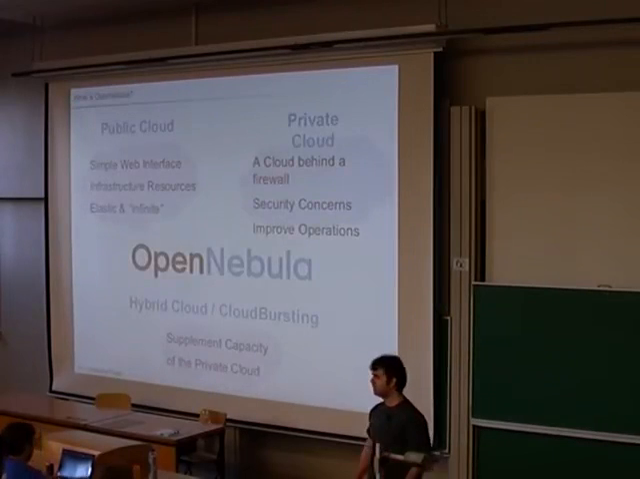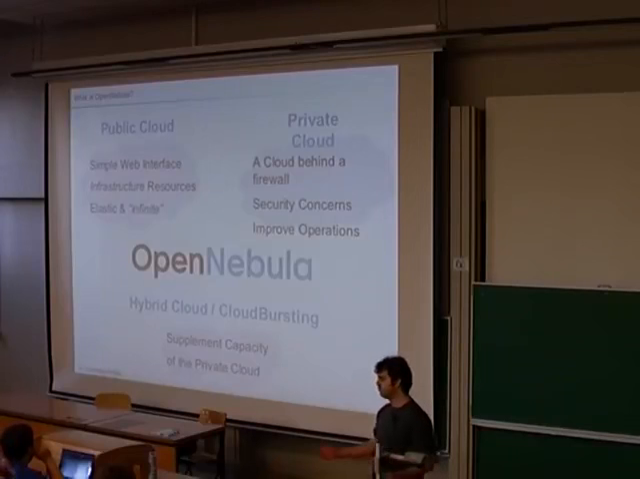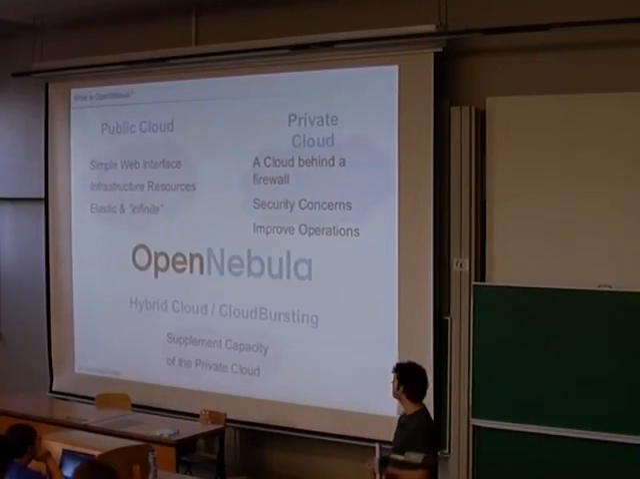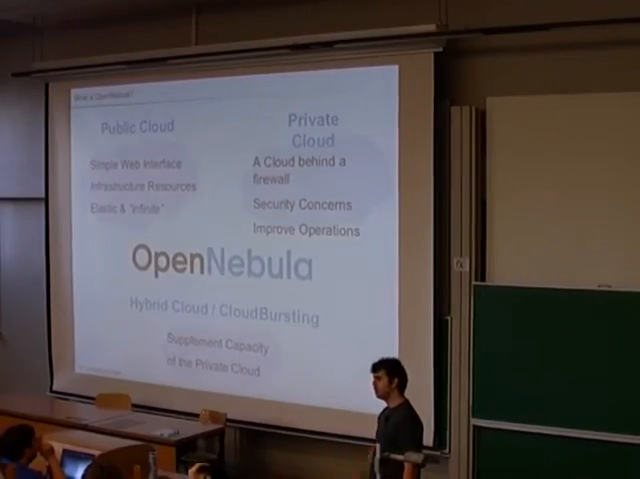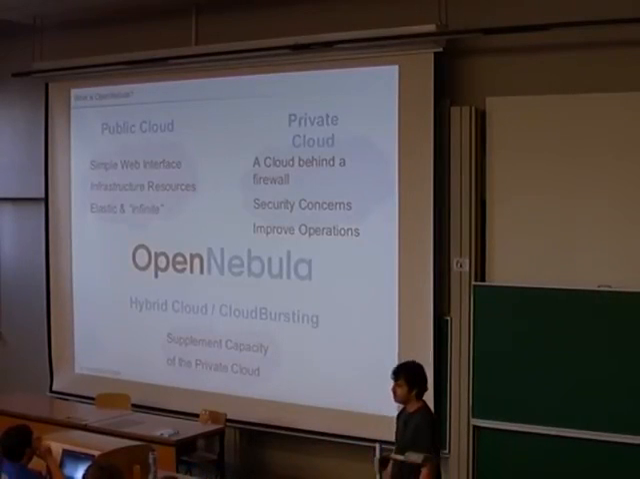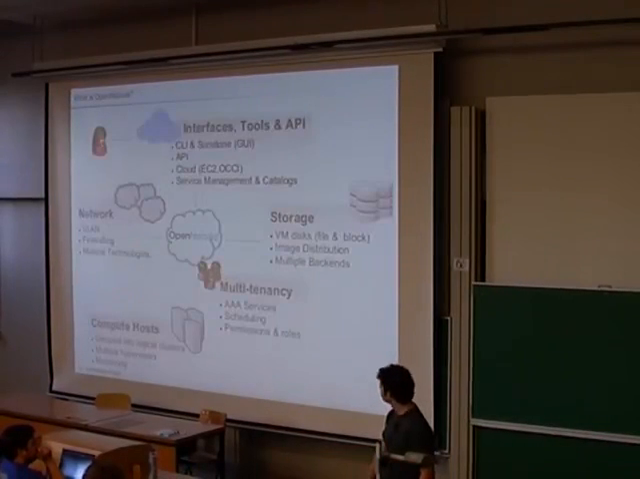So OpenNebula, just like CloudStack, is a cloud management solution. We can do it in private clouds. We have a private cloud API, and you can manage images, networking, and virtual machine support. And you can also expose public cloud interfaces such as EC2 or our native one, which is OCCI, the Open Cloud Computing Interface. And we also have support for hybrid cloud. That means that we can communicate with Amazon services and do cloud bursting and hybrid cloud computing.